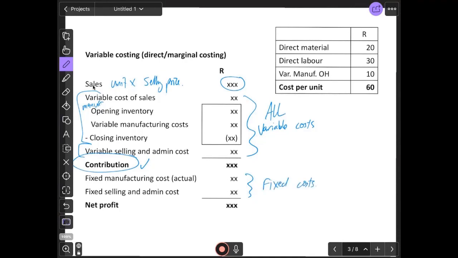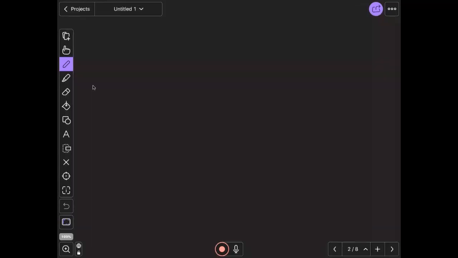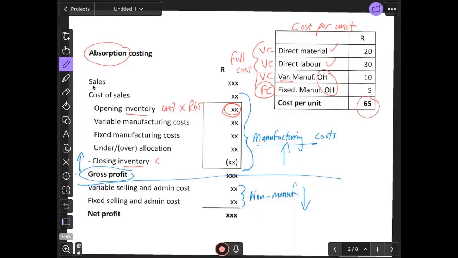So you can see the big difference between the two is the format. It's absorption costing, we split it between manufacturing, non-manufacturing costs. And these are variable costs and fixed costs.